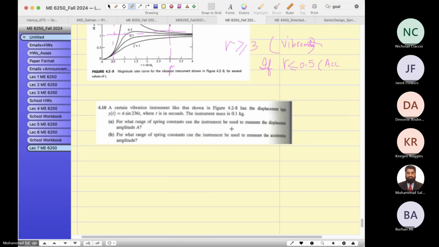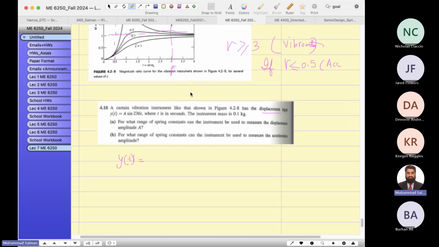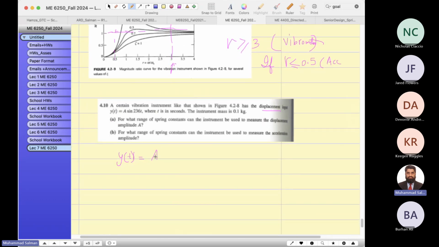Yep. Okay, let's see, the displacement input is given, so the input from here is given sinusoidally. It's a sinusoidal function. The amplitude is here, sine 236 times t. This is omega, okay? This is omega radians per second. I would say it's very, very fast.